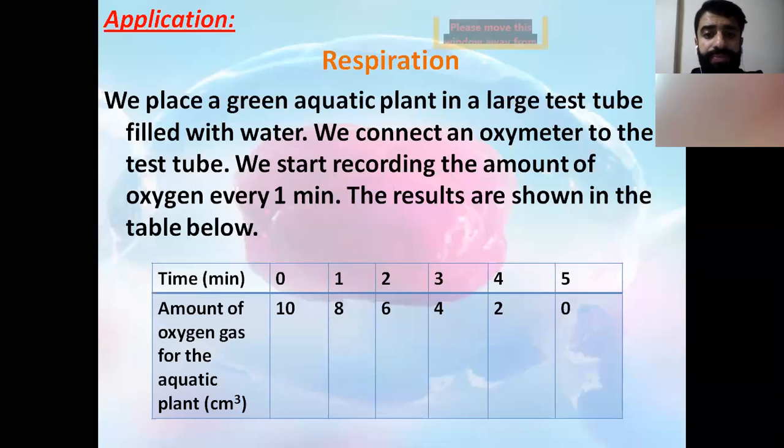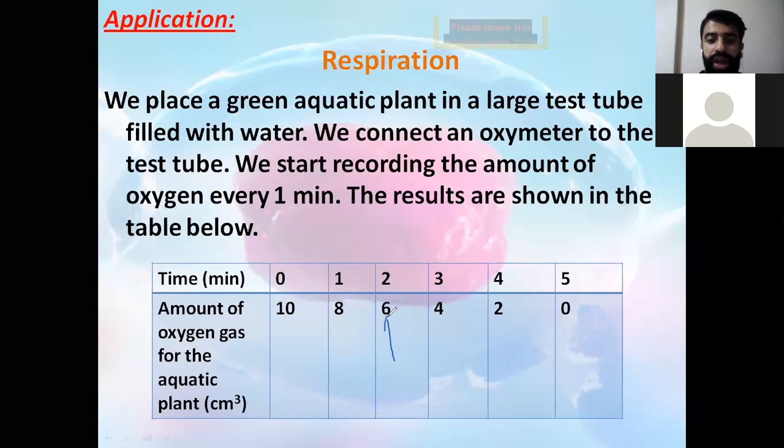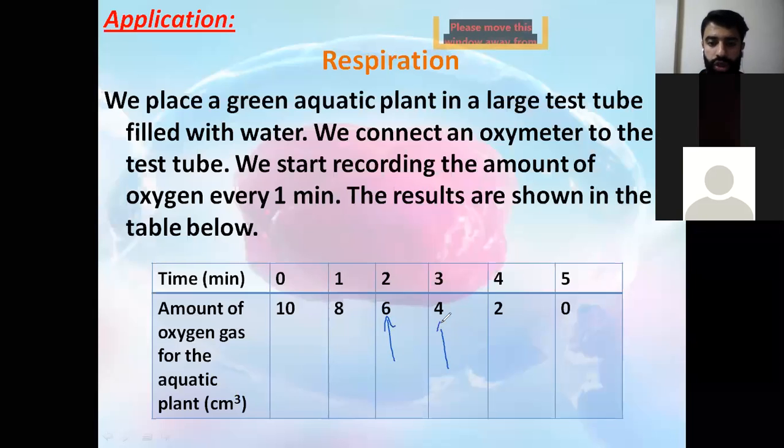So we have the time in minutes: 0, 1, 2, 3, 4, and 5. The amount of oxygen gas for the aquatic plant is the volume in cubic centimeters. At time 0, the amount of oxygen was 10 cm³. At time 1, it was 8 cm³. At time 2, it was 6 cm³. At time 3, it was 4 cm³. At time 4, it was 2. And at time 5, it was 0.